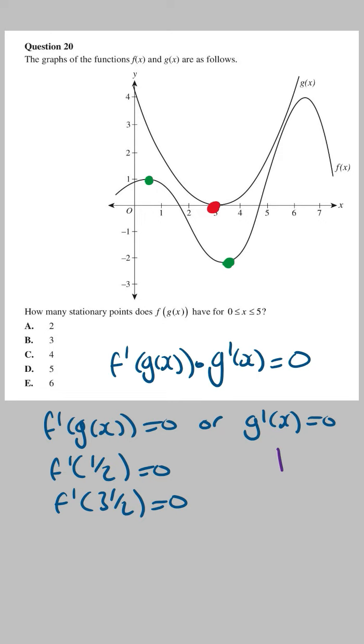Looking at the graph of g of x, if we draw a horizontal line where y is equal to a half and where y is equal to 3.5, then we can see that g of x is going to equal a half at 2 points, and it's going to equal 3.5 at 1 point, where x is between 0 and 5. And so there are going to be 3 different x values where f dash of g of x equals 0. And so the total number of stationary points that f of g of x has is 3 plus 1, which is 4, and this is option C.